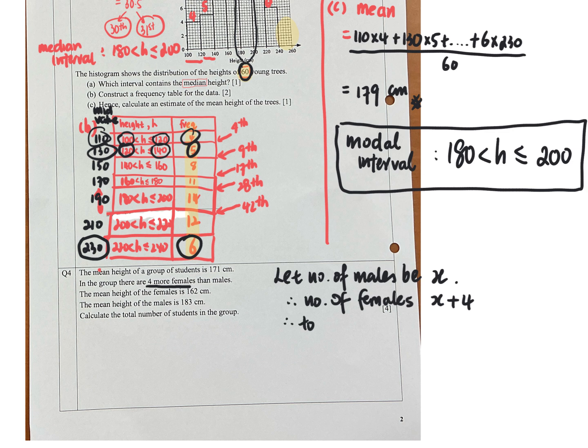Then the total number of students would be 2X plus 4 because you total them up.